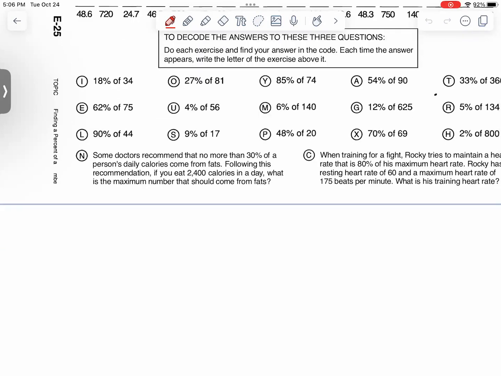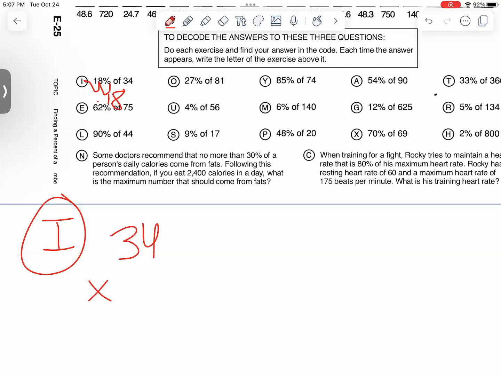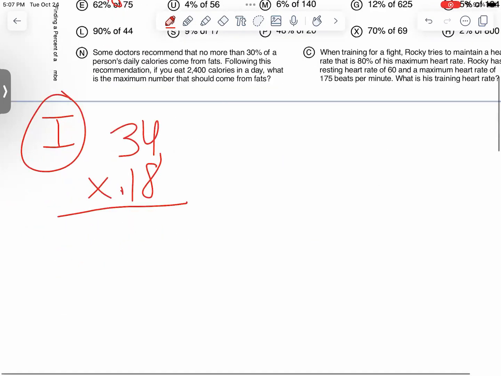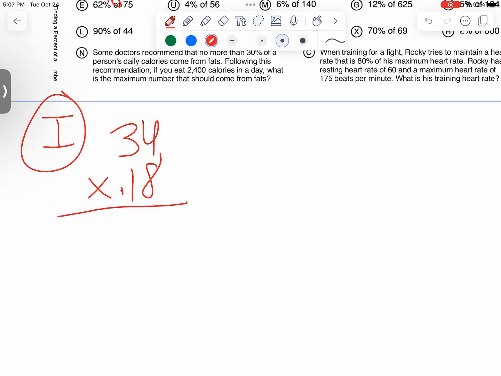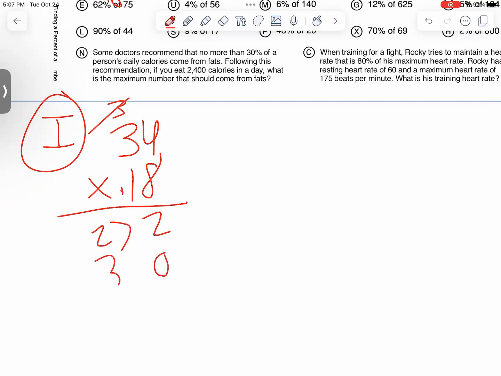Okay, so we have 18% of 34. Move the decimal over 2. All of these don't have any real weird stuff on the decimals here, so this is just 0.18 times 34. Remember that with decimals, the number of decimal places in the problem is how many are in the answer. So that just means 2 here. All right, so there's 32, 24, 27, and 34.